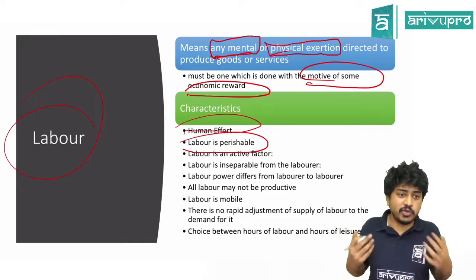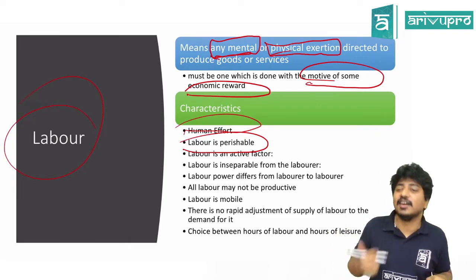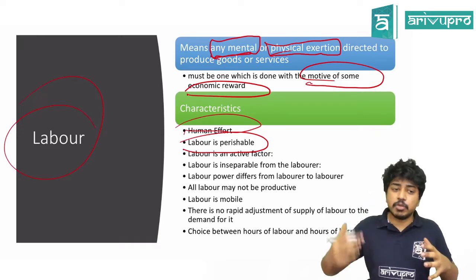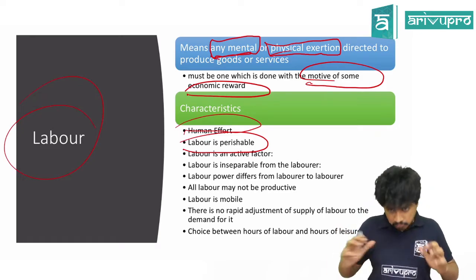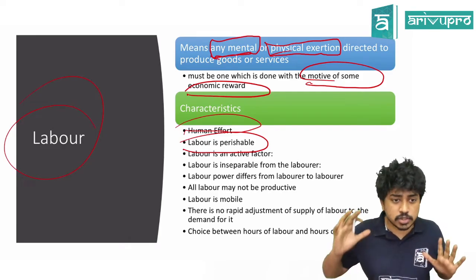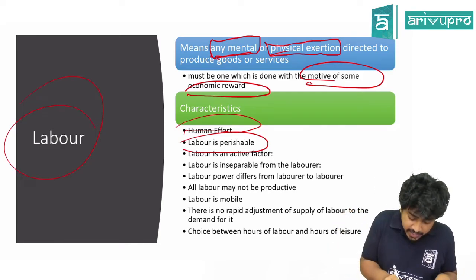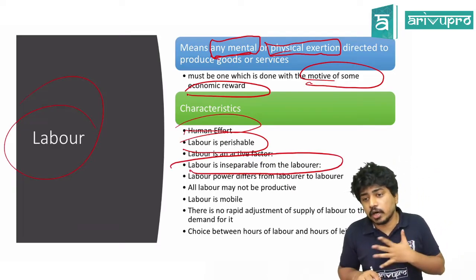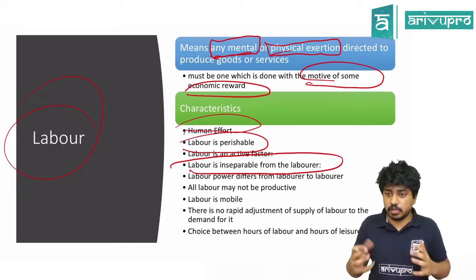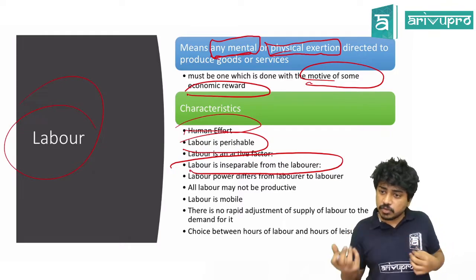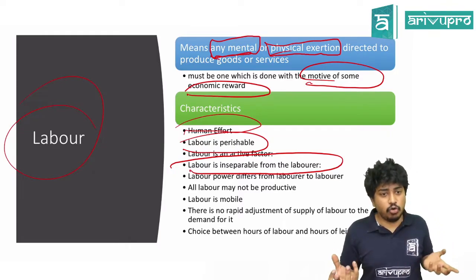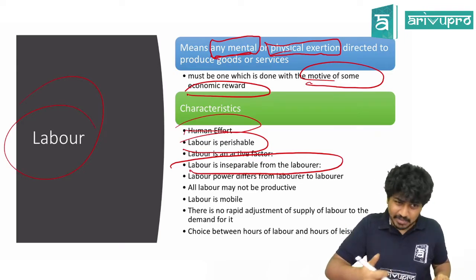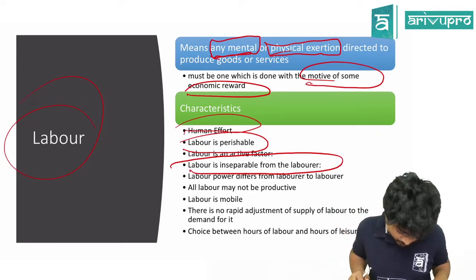Labor is an active factor. See, how am I moving so actively? I am the one who is making things happen here. So labor is normally active, it's not passive. Labor is the one who goes and produces stuff. Labor is inseparable from the laborer. That means you cannot separate labor from the laborer. Can you separate my teaching from me? No. Are we clear? Some lame points, but you have to read it. Anyhow.